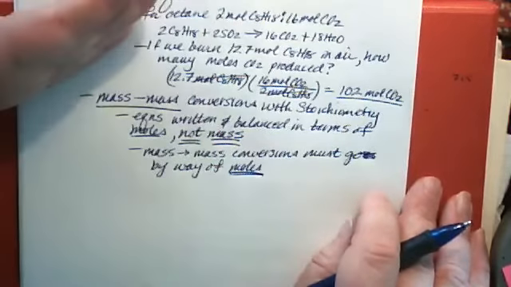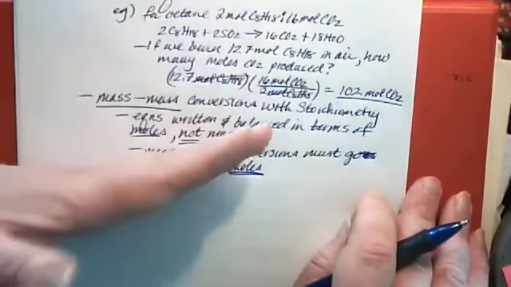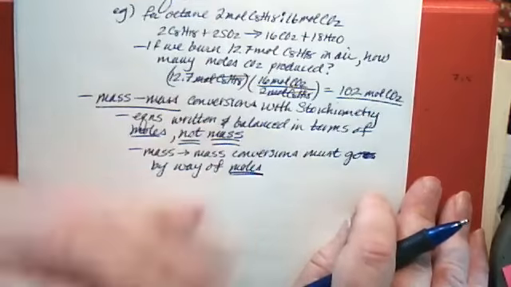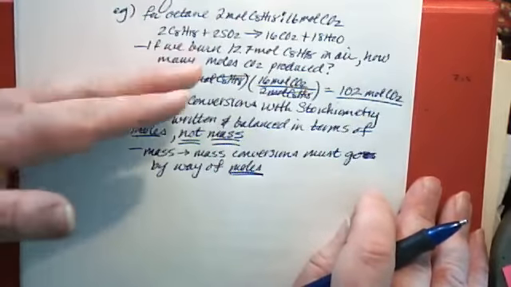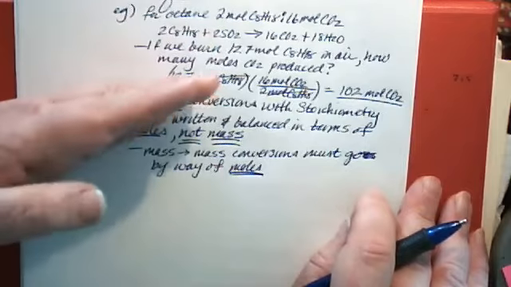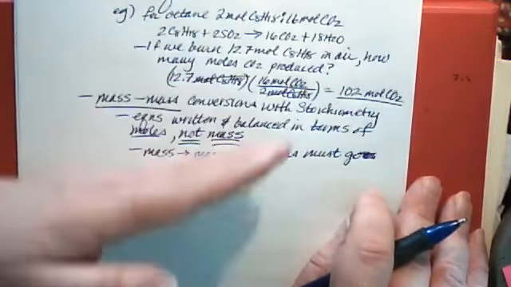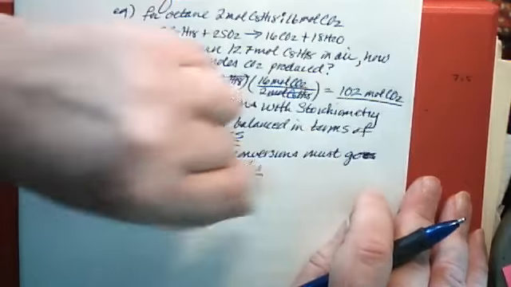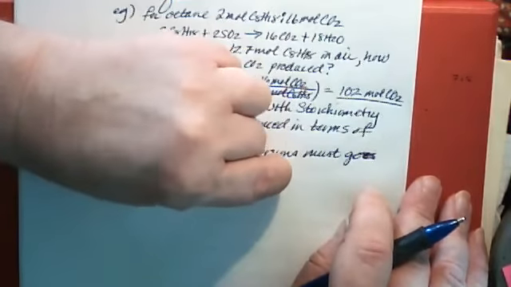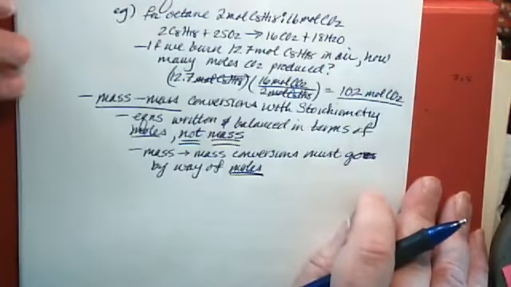So if you're given a mass and you want to know how much mass of something else is produced, for instance, by a chemical reaction, you always have to take the mass of the thing you're given and change it to moles. Then and only then can you use the stoichiometry in the equation to change that to moles of the other thing. And then you have to change back to the mass of the other thing.